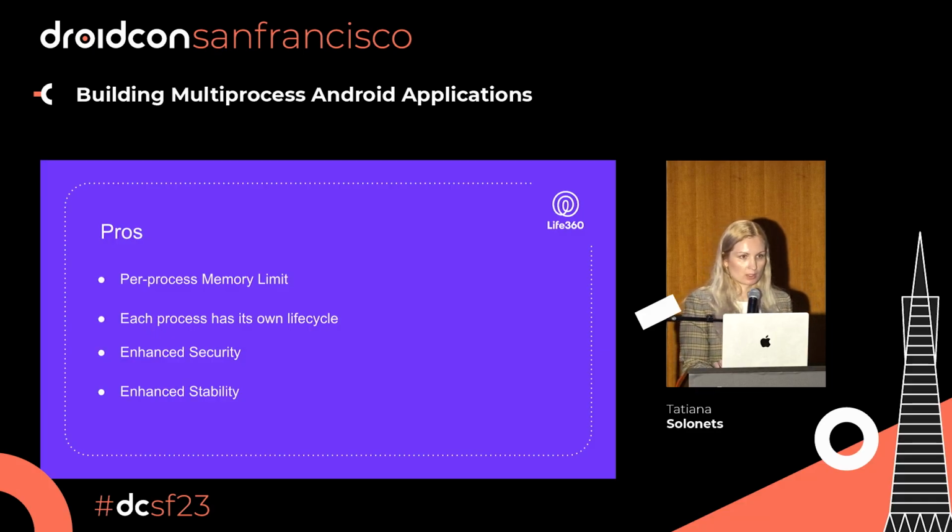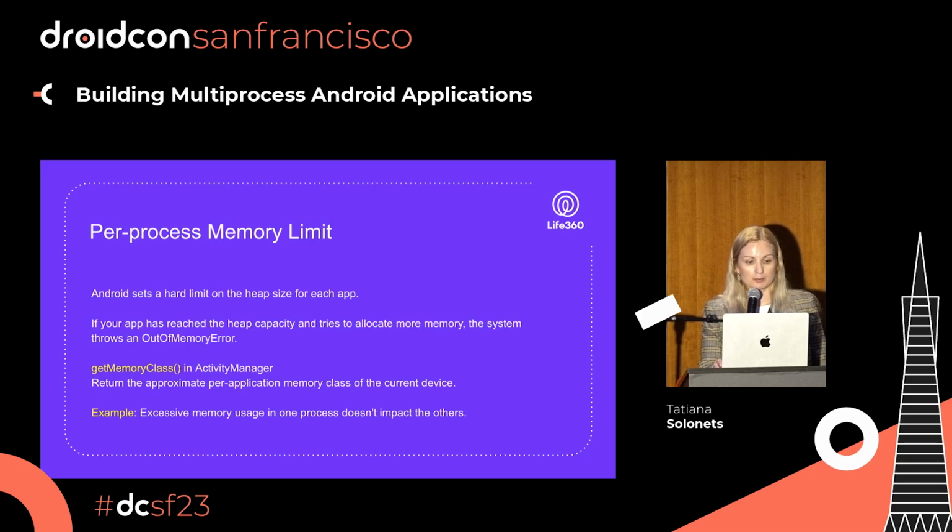Let's go over pros and cons. Let's start with pros. Per-process memory limit. I'm sure many of you know that we have a hard limit on heap size, and it's based per process. Yes, we don't experience out-of-memory errors as often as we did back in the day when devices had very little memory, but we still see those errors.